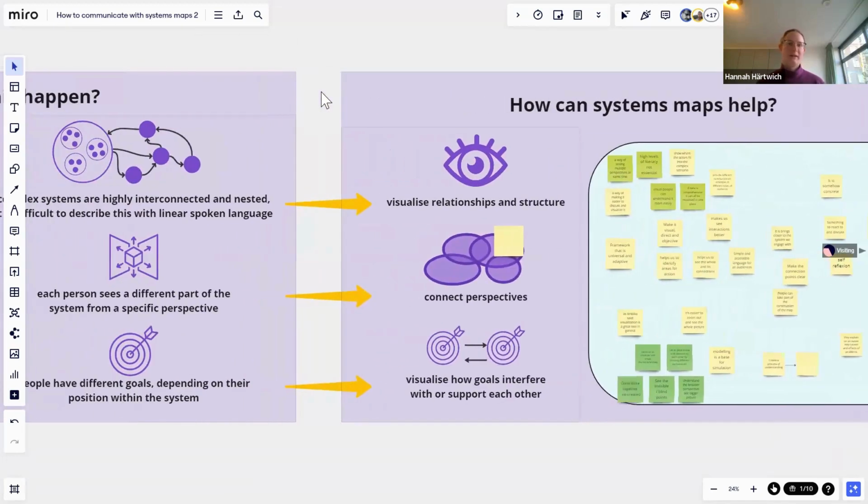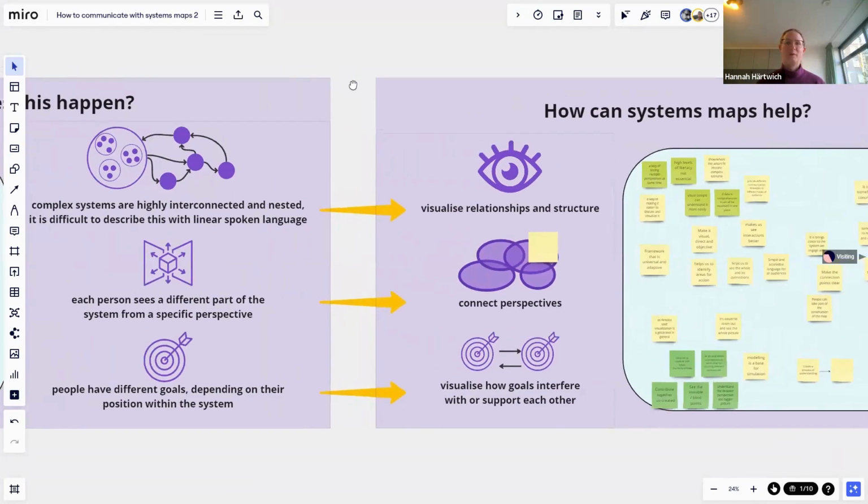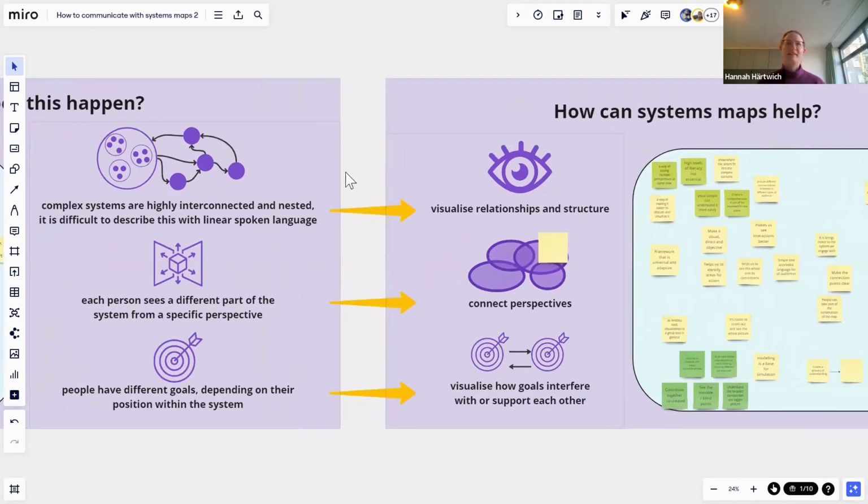So indeed, if we look one by one at the challenges and then how systems mapping can help. Systems mapping really allows us to visualize the relationships and structures within complex systems. So we don't have to make something so loopy and nested into something linear, but we can visualize that structure directly. It also helps us to actually connect all of these different perspectives.